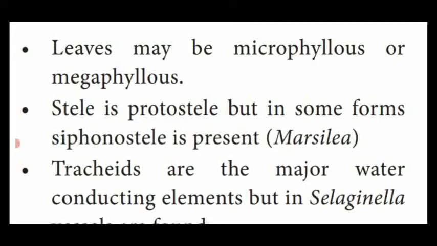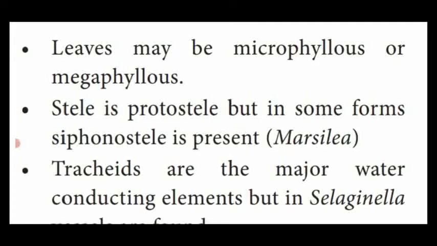See the types of the leaves. The leaves are of two shapes. One is microphyllous, small, micro means small, phyllos means leaves, or megaphyllous, that is larger in size. So two types of leaves are present in the plant body, either microphyllous or megaphyllous. Then they contain the stele known as protostele.